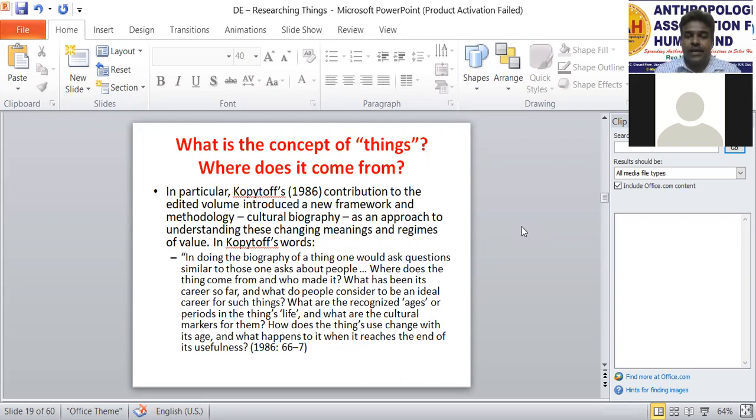In Kopytoff's words, in doing the biography of a thing, one would ask questions similar to those one asks about people. Where does the thing come from? And who made it? What has been its career so far? And what do people consider to be an ideal career for such things? What are the recognized ages or periods in the thing's life? And what are the cultural markers for them? How does the thing's use change with its age? And what happens to it when it reaches the end of its usefulness?